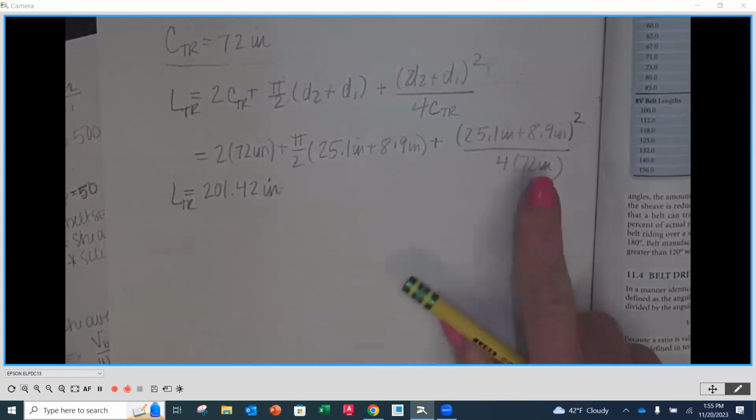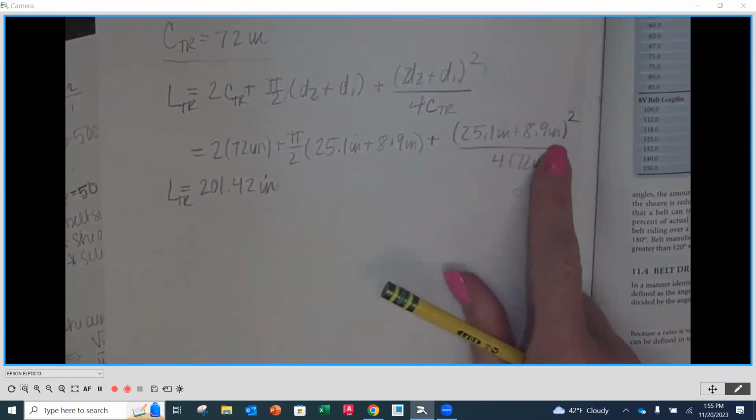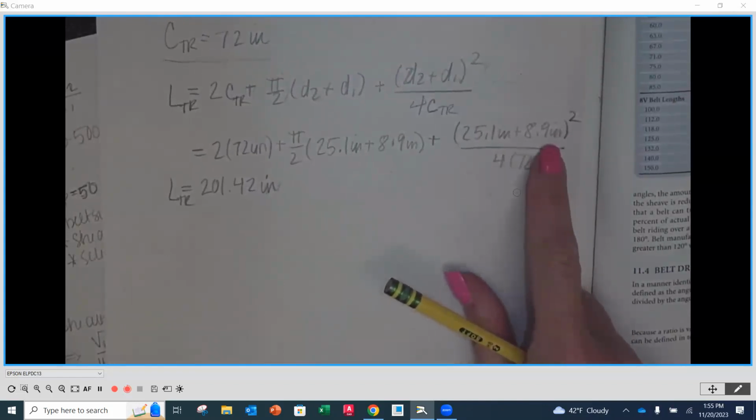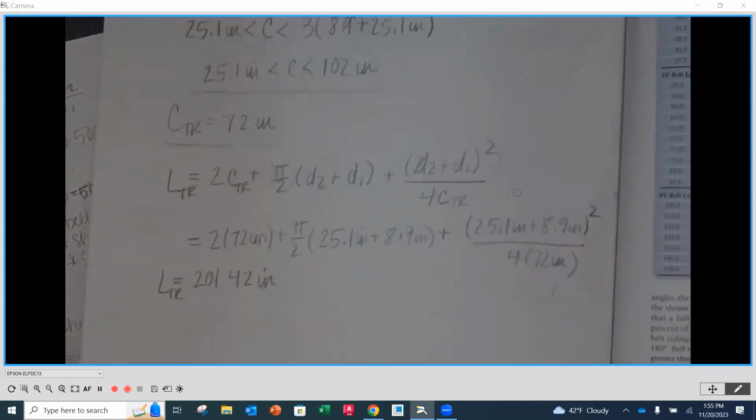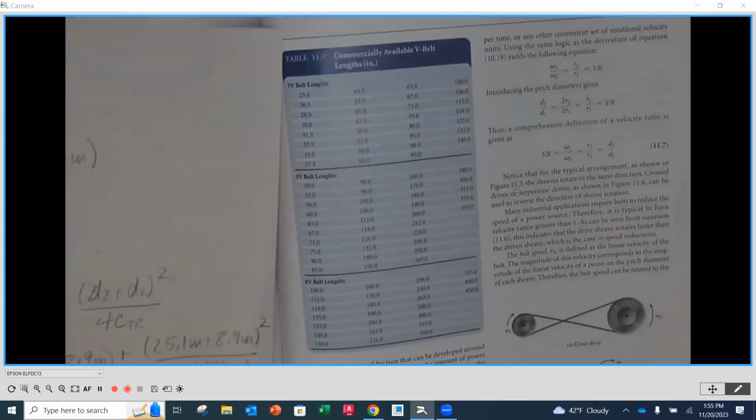So make sure, usually it's probably over here. Don't forget to square that top part, okay? And that's what I did. I actually started at that end and did that first, and then worked backwards. So 201.42. Now, once we have this, we can look to table 11.2.